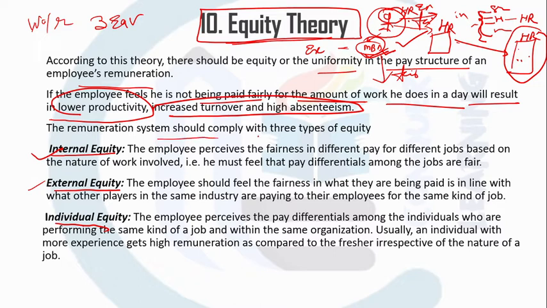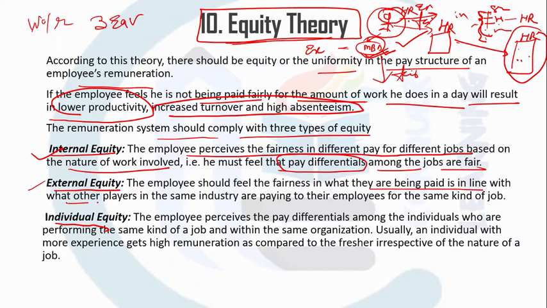The remuneration system should comply with the three types of equity. Internal: the employee perceives fairness in different pay for different jobs based on the nature of work involved. That is, he must feel that pay differentials among the jobs are fair. So senior, junior, if they are having different jobs, the differential has to be fair enough. External: the employee should feel that what they are being paid is in line with what the other players in the same industry are paying their employees for the same kind of job.